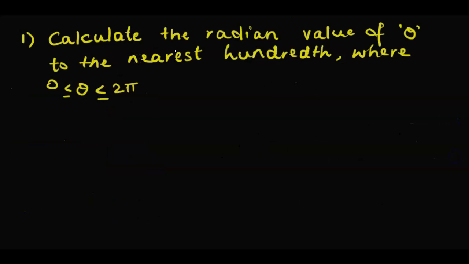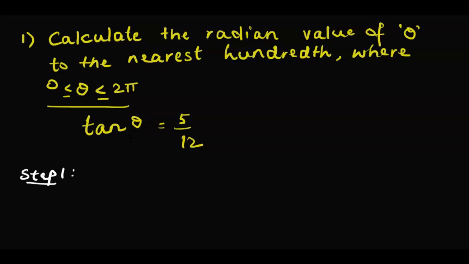Now the question says calculate the radian value of theta to the nearest hundredth, where theta lies between 0 and 2 pi, and we have to find theta for tan theta equal to 5 over 12. As this ratio of 5 over 12 does not lie on a special triangle, we would use a calculator for solving this. And the steps that we have to follow in order to find theta are as follows.